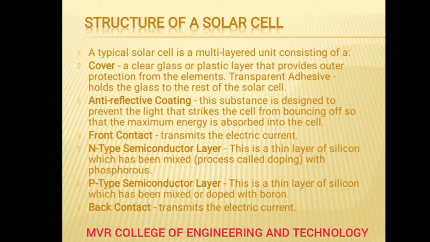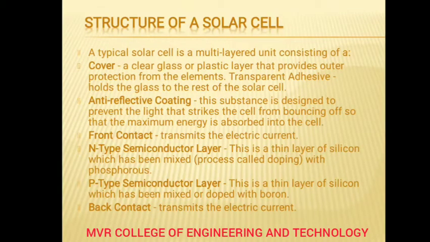You know the structure of a solar cell. A typical solar cell is a multi-layered unit consisting of a cover, anti-reflecting coating and front contact, then an N-type semiconductor layer and a P-type semiconductor layer, and the back contact. Let us see the cover. It is a clear glass or plastic layer that provides outer protection from the elements, and it holds the glass to the rest of the solar cell.